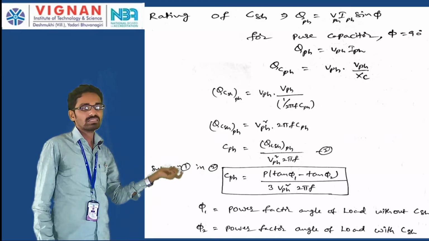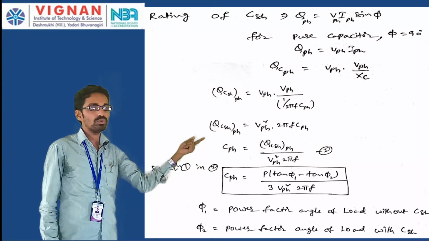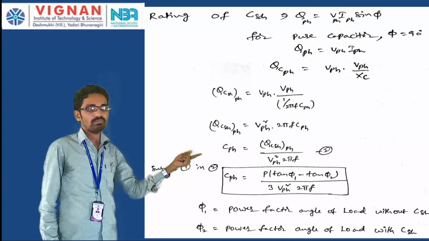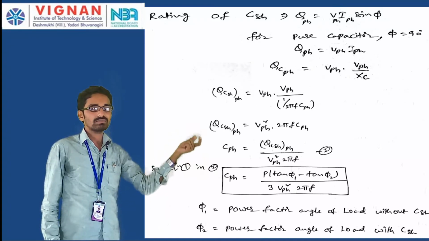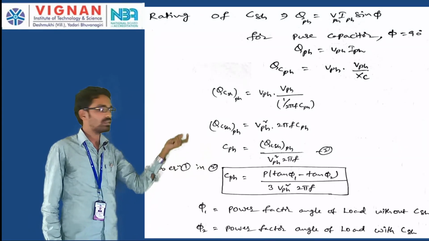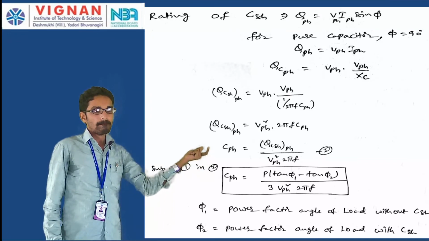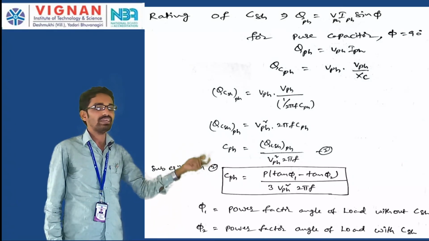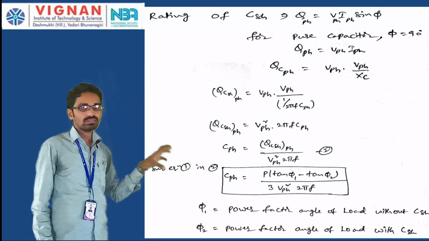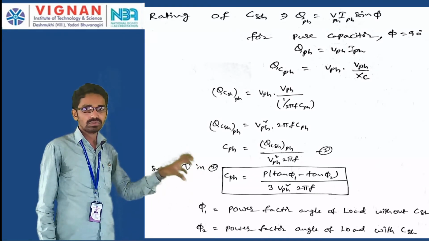So, from that equation of Q_C_SH per phase value, you are going to get the C per phase value. Just bring the remaining terms on the right hand side to the left hand side, you are going to get Q_C_SH per phase by V phase square into 2 pi f. So, that is what we consider as equation 2.